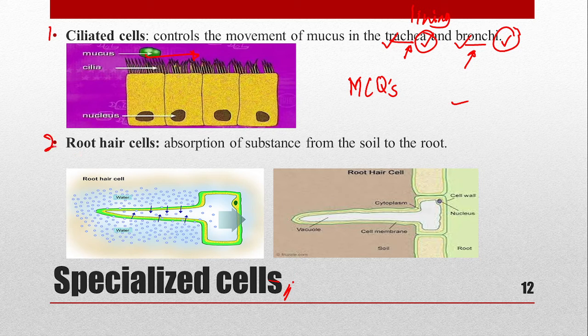Then we have root hair cells, absorption of substances from the soil to the root. Another key thing to note here, this long structure allows for a greater surface area, which leads to more absorption. So how does water enter the root hair cell? As we can see, there's a lot of water molecules outside, but very few inside. Due to the concentration gradient, the water diffuses inside. Okay, let's move to the next slide.